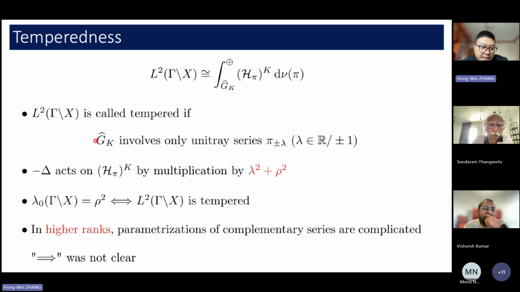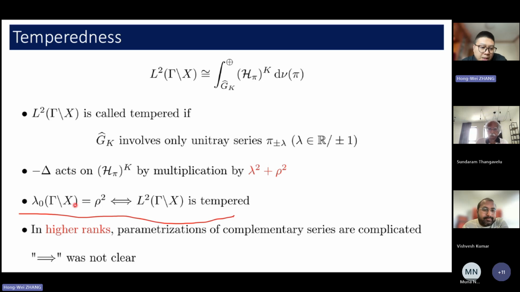So in our case, we see that L2 is tempered. We see that this spherical dual of G involves only the unitary series. This is the definition, and we can get immediately this equivalence between these two things, right? Because from the right to the left, by definition, if L2 is tempered, it involves only these representations. So the lambda 0 is automatically rho squared. This is the easy part.